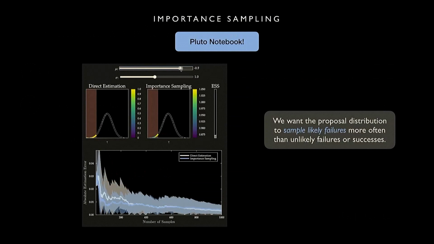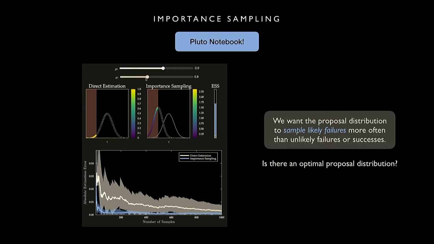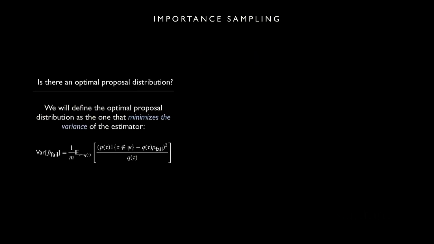Okay. So what I was trying to show there is that we want a proposal distribution that samples likely failures more often than unlikely failures. And so that might get you thinking, is there an optimal proposal distribution we can pick? Let's think for a second about what that might be.